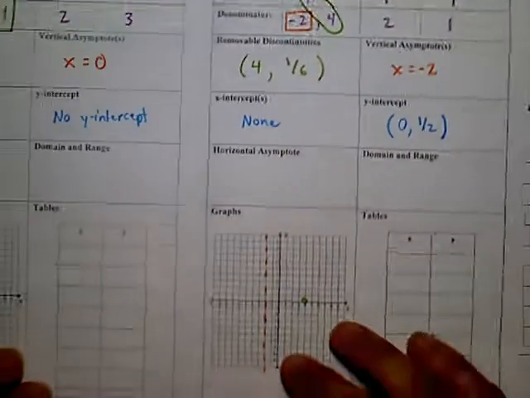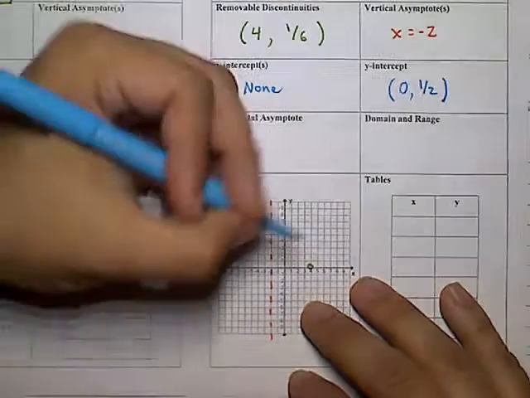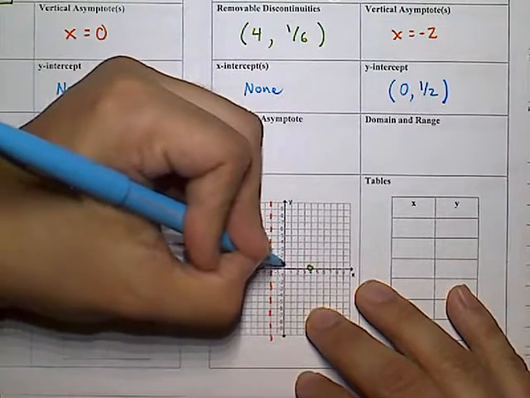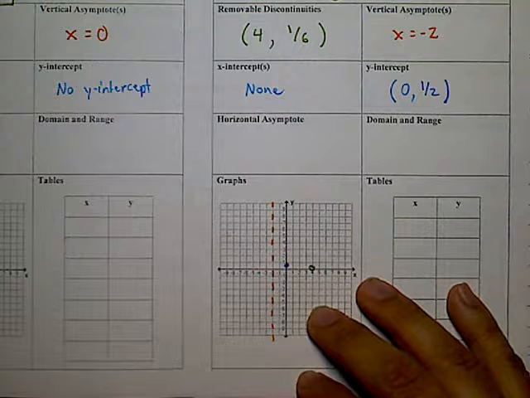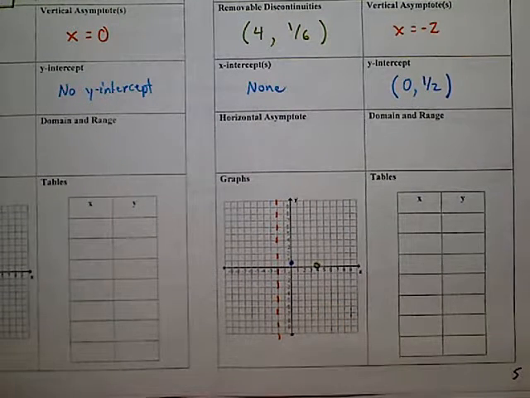So I'm going to go ahead and plot the y-intercept at this point. 0, 1/2, which is right about there. And that is how you find the y-intercepts for rational functions.